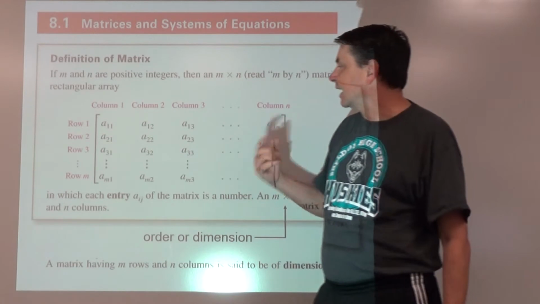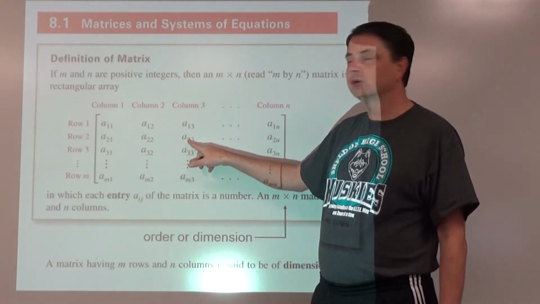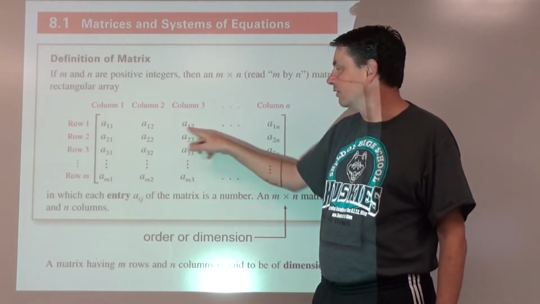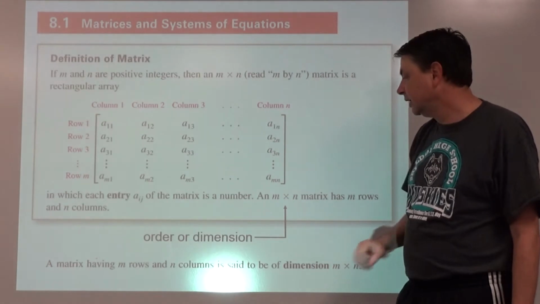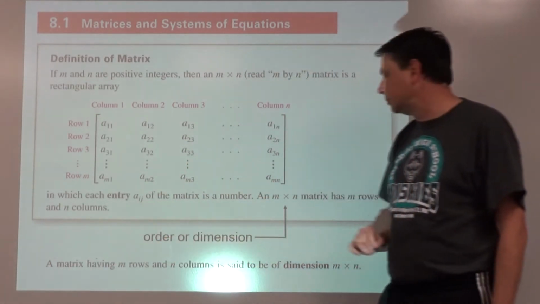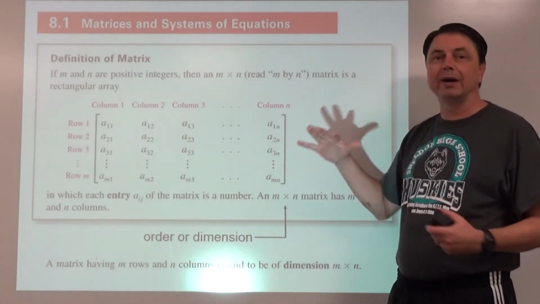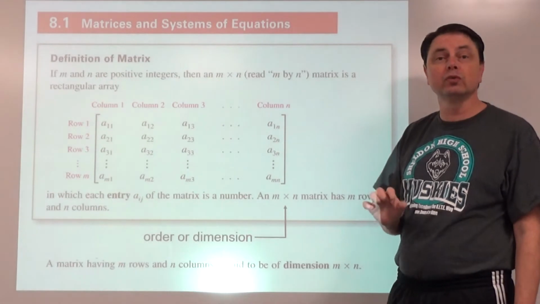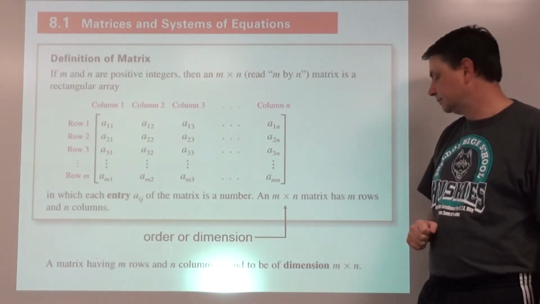So we could have like A23, which means row 2, column 3, whatever number is there, that's our entry that we're talking about. And the size of the matrix is called the order or the dimension. And it's that M by N. So we might have a 2 by 7 matrix. It has 2 rows and 7 columns. And that's called the order or the dimension.